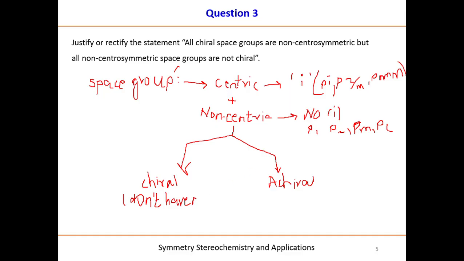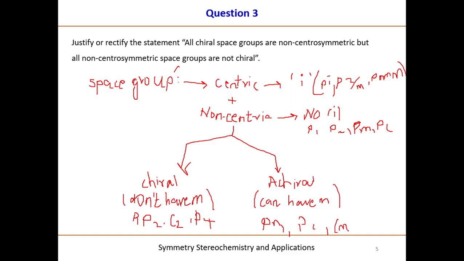An achiral molecule can have a mirror plane, which is denoted by M. So in a chiral molecule, different point groups come under this group, that is P1, P2, C2, P4, etc. While in the achiral case, space groups like PM, PC, CM, etc. come under this type.